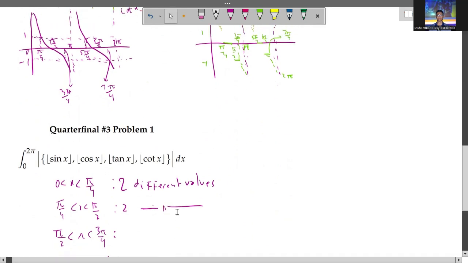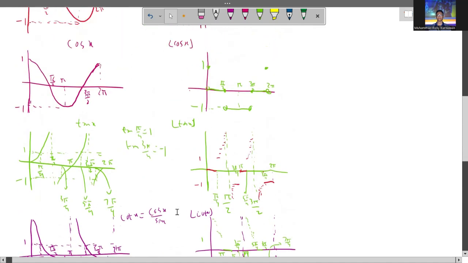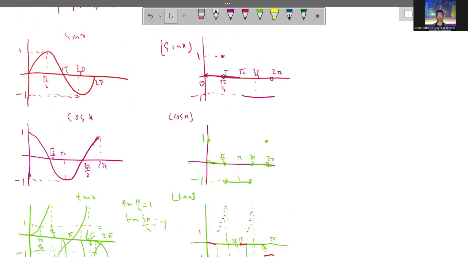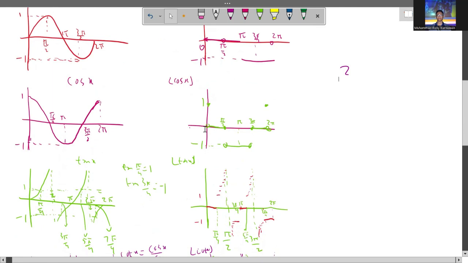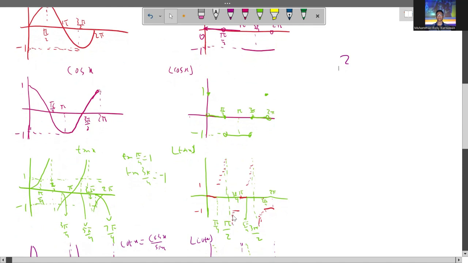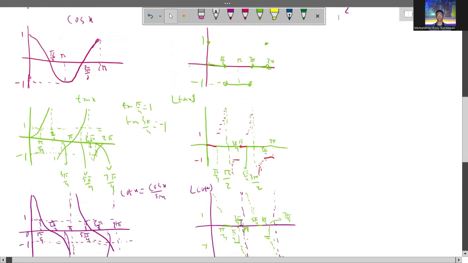Now, what about pi/2 and 3/4? This is where things start getting interesting. So from pi/2 to 3/4, the GIF of sine of x is 0. For cosine of x, it is -1. So we have two different values now, right? Now, what about tangent of x? Tangent of x takes one of these weird values from -infinity to -1. So there's another possible different value. So we have 3.